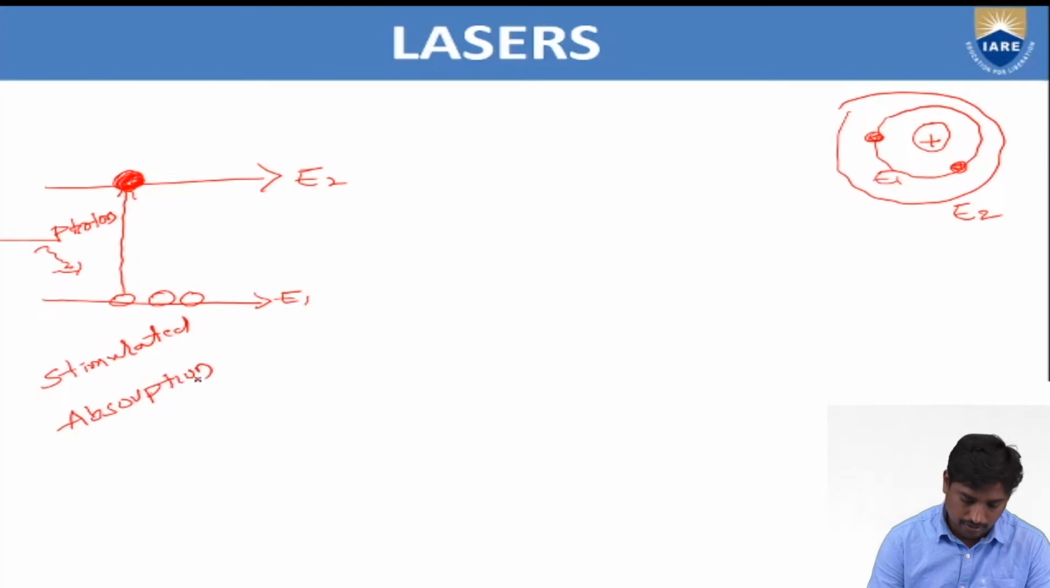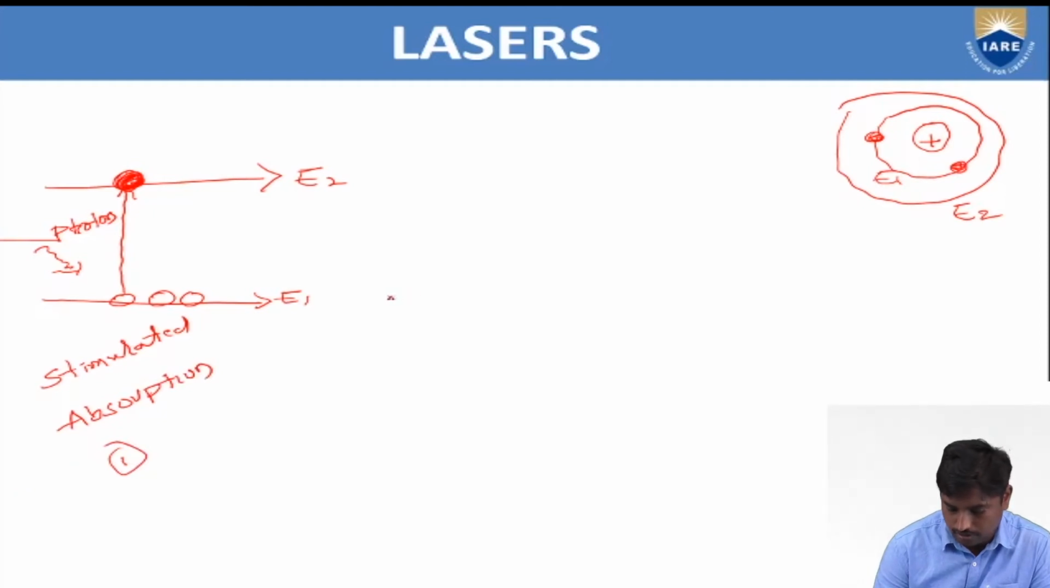This is the first type of radiation. Coming to the second type of radiation, spontaneous emission. Here two types of emission process are there. One is spontaneous emission, one more is stimulated emission.